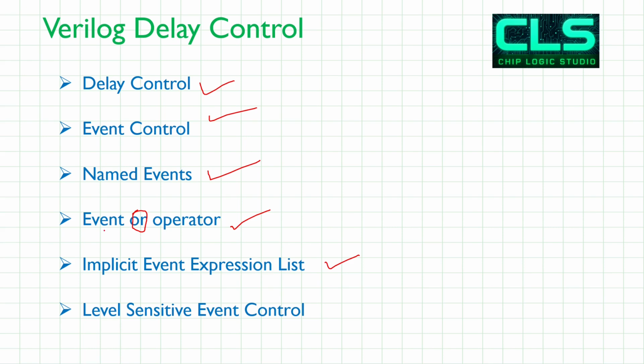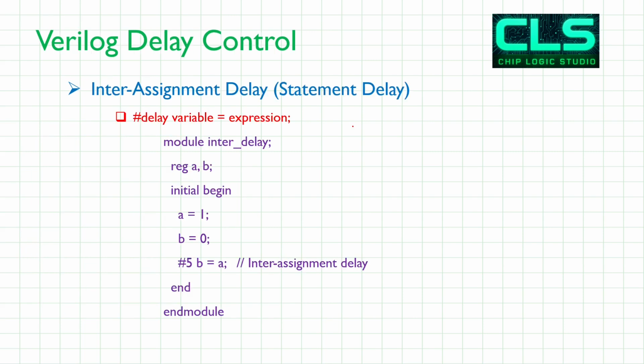Now the implicit event expression list is related to this, and level sensitive event control is also related to this, or you can say these three. Wherever events are used, they are similar concepts, but have some different uses.